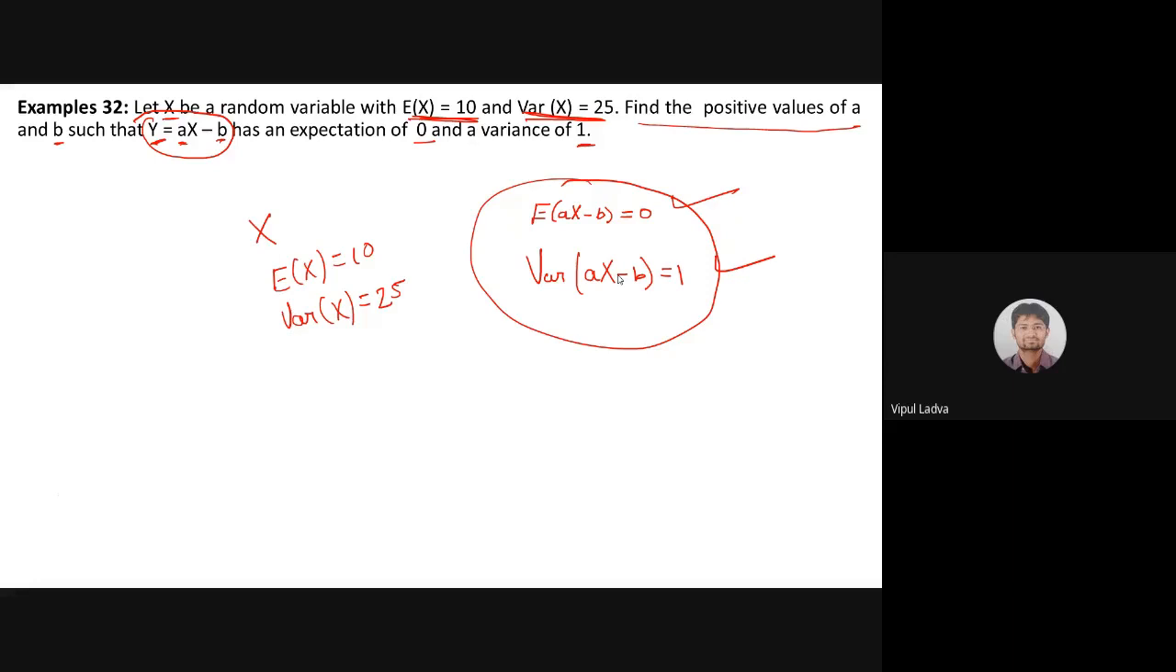Nidhi Jain is saying a equals, okay, what's that, Nidhi? Plus or minus 1/5 and b, plus or minus 2. Any other answer from your side? Any of you?